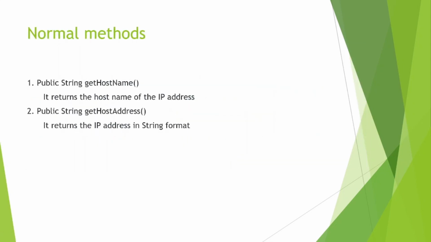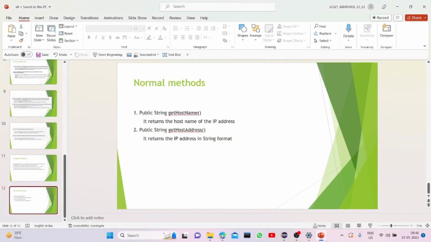Normal methods. These will be the two normal methods for which we'll be writing the code, that is public String getHostName and public String getHostAddress. I think the functionality is clear from the name itself. Now let's move on to the code.